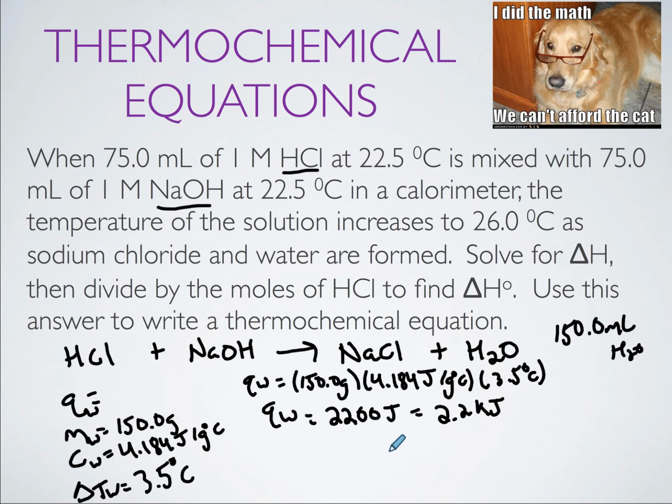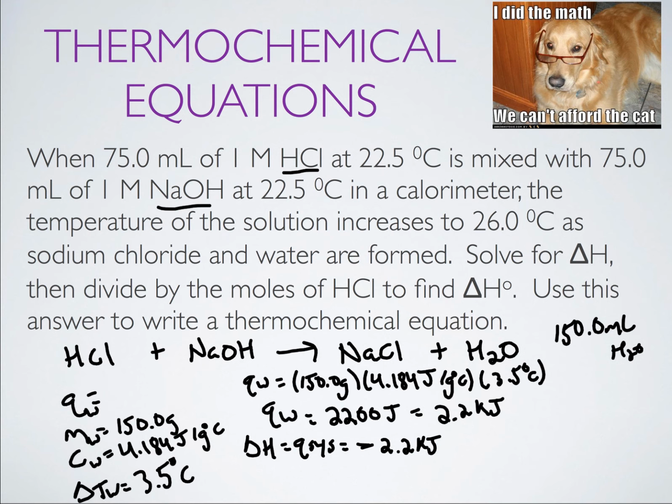Or if you wanted to set it up like a regular conversion, you can put your given value with your line, joules on the bottom, and kilojoules on top. You end up with 2.2. All right, now that was the Q of the water. Delta H, which is the same as Q of the system, is going to be the same value, but the opposite sign. So that's going to be negative 2.2 kilojoules.